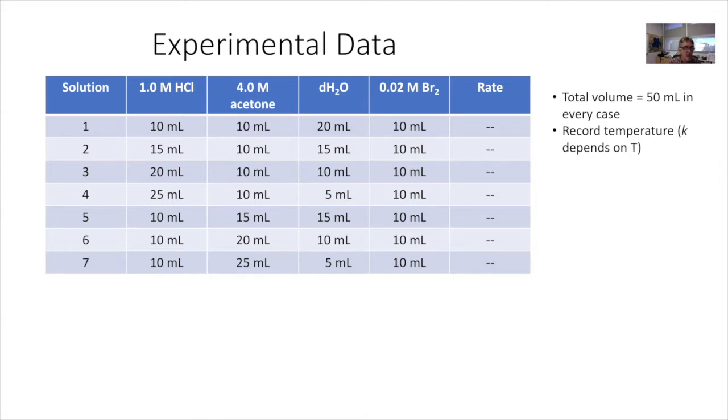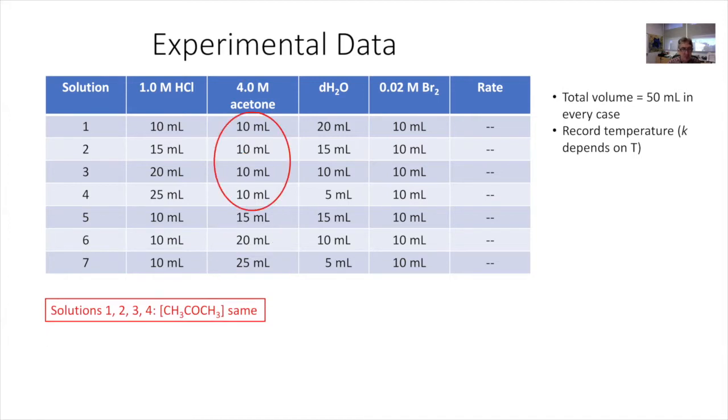Now, as you construct your individual solutions from the stock solutions, you will proceed in the following manner. You will first add the HCl, the acetone, and the deionized water all together, very carefully using volumetric pipettes. Then just before you're ready to carry out the reaction, you'll add the bromine. Reaction begins only once you add the bromine, and you'll then begin to follow the concentration of bromine spectrophotometrically by placing your sample in the spectrophotometer.